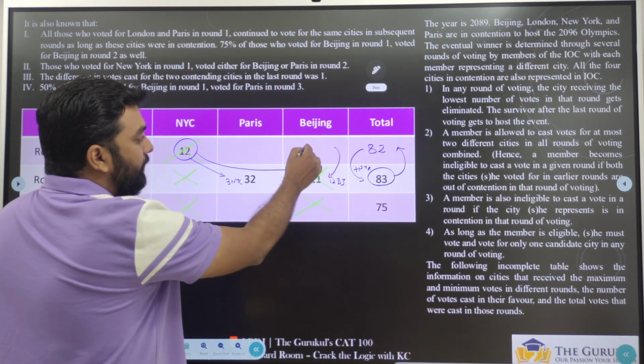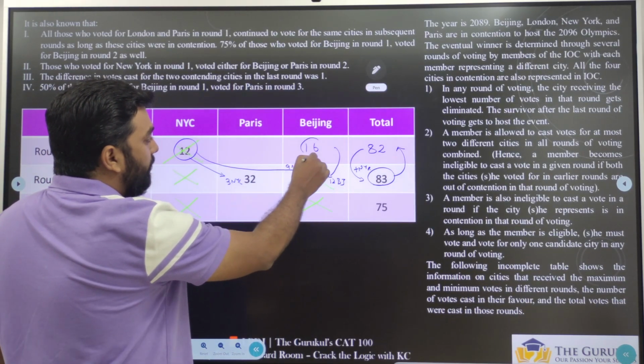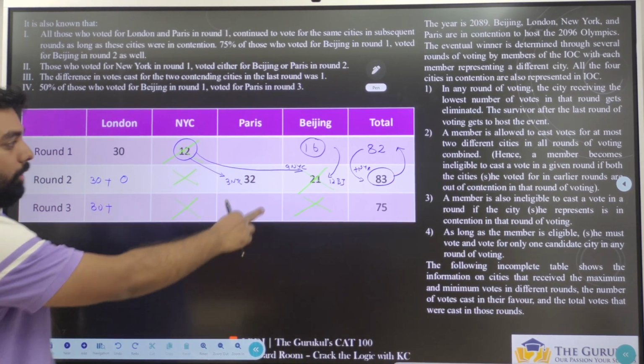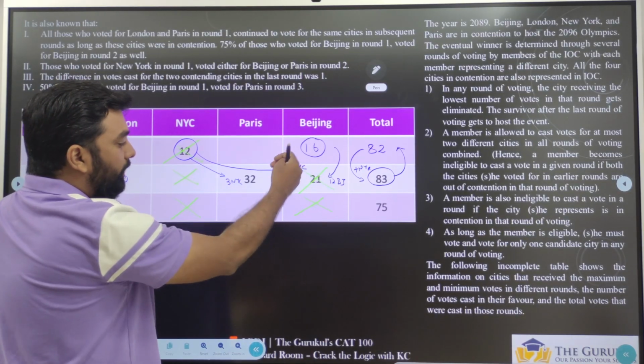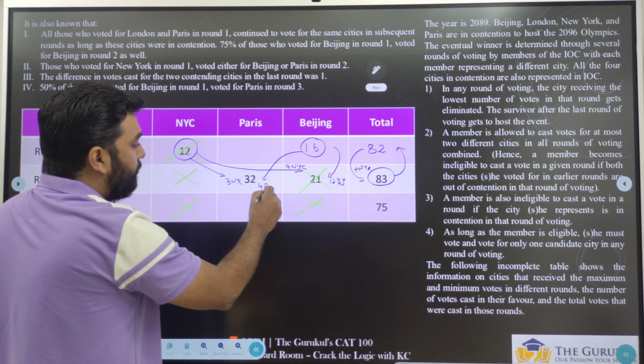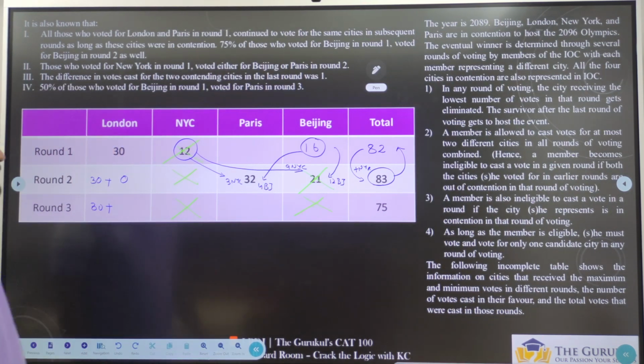If 12 is 75%, can I say 100% is 16? 75% is 3/4. If 3/4 is 12, total should be equal to 16. Now where did the remaining 4 people go? 16, 12 came here. What about the remaining 4 people? This remaining 4 people went to this position. So 3 New York City people are there, 4 Beijing people are there. This is also going good for now.